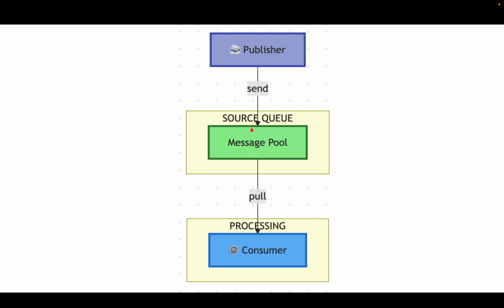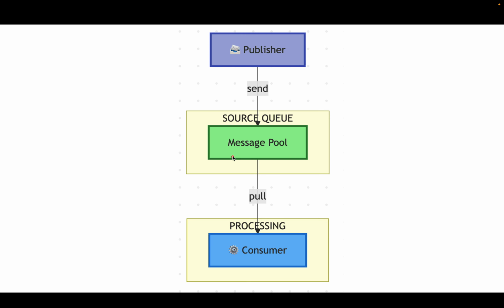Messages arrive from the publisher and are stored in the source queue, and they are waiting here to be processed by the consumer. Since the rate of publishing and consuming might not be the same, we need to have some sort of queue where we actually store these messages.